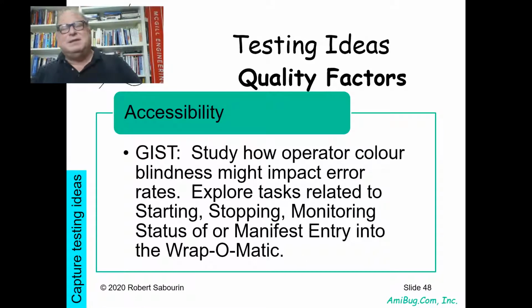Accessibility. Study how operator color blindness might impact error rates. Accessibility would be for people who are very often handicapped or infirmed, that they're able to successfully use the software system. Particularly important for government online systems. But in general, you have a lot of people in the population who do have color blindness. So it might be important to see how an operator who's colorblind behaves. Like, can we start the machine, stop the machine, monitor the status of the machine, etc. That's an accessibility test idea. So study how operator color blindness might impact error rates.